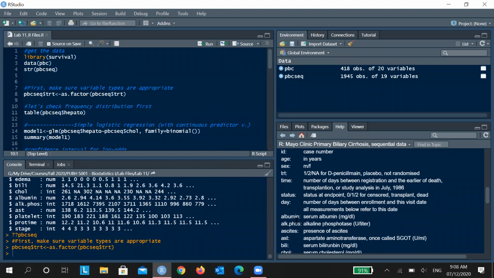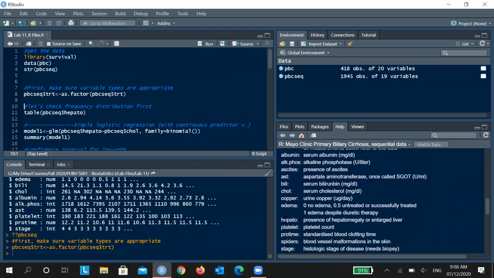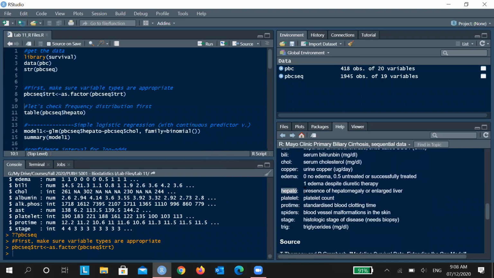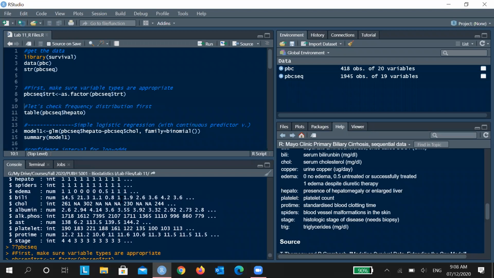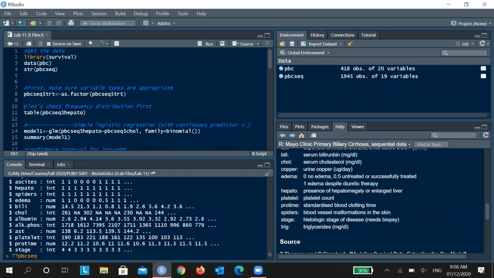Another variable that we will be looking at is hepato. Let's just assume we'll take this as our outcome variable. It's the presence of hepatomegaly, or enlarged liver. If a patient has an enlarged liver, that will be coded as 1. If the patient does not have an enlarged liver, then it will be coded as 0. So that's a binary variable as well. Again, hepato is also an integer that I need to change to a factor.